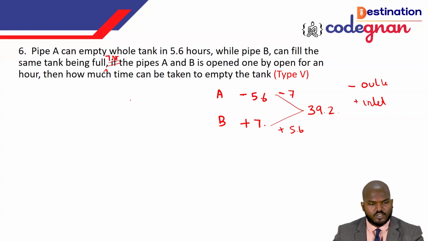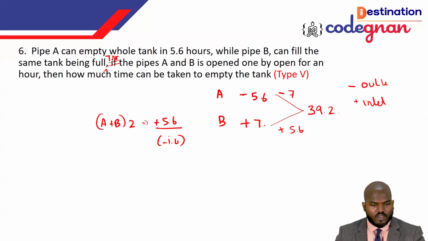So the work: the pipes A and B are opened one by one. If A works for 1 hour and B works for 1 hour, then A and B together work for 2 hours. If they are working, then that is 5.6 minus 1.4, we can say here, because A's one time work is like that. So 39.2 by 2, and B's work is the same, with 39.2 as the total work. If both of them are working, we can say it like this.